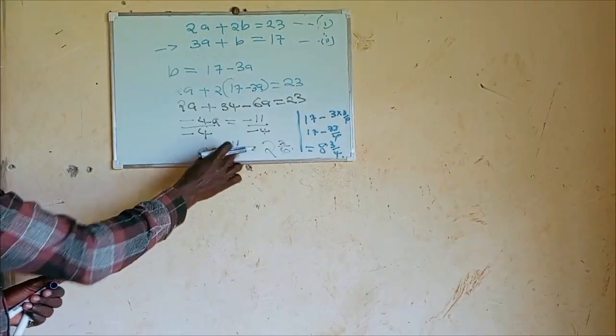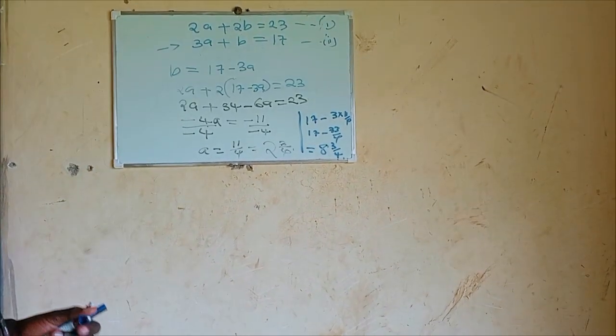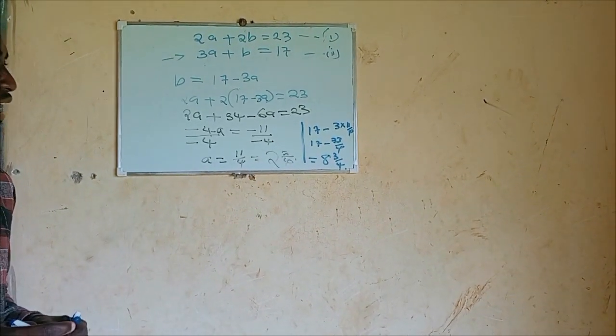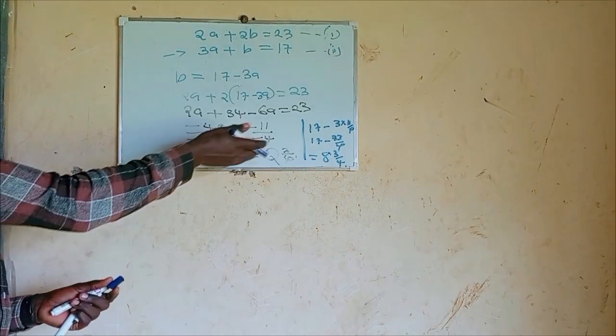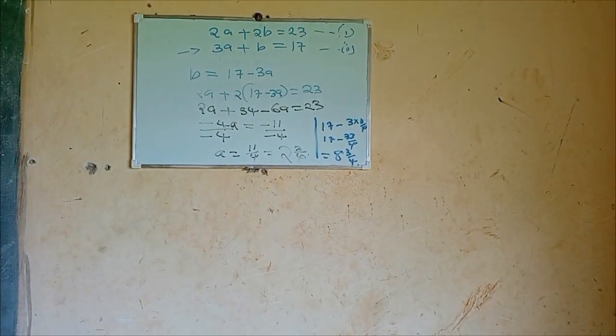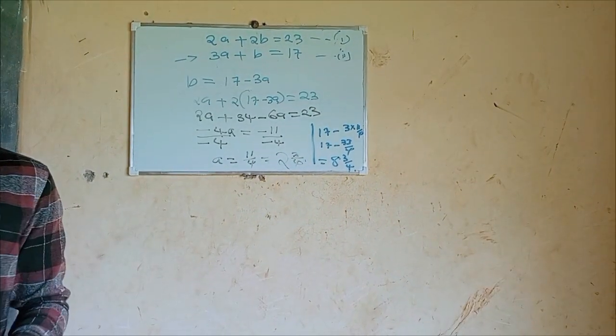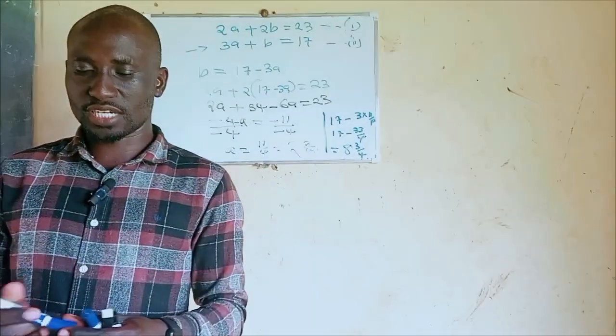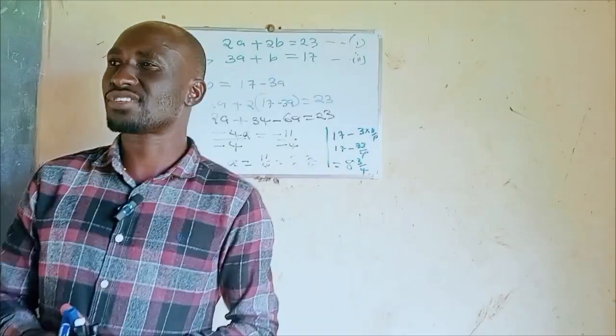So A is 11 over 4, B is 8 and 3 over 4. Of course, you can say A is 2 and 3 over 4 and B is 8 and 3 over 4. You can try to prove that if you have time, but if you do not have time, those should be the required solution for the two unknowns.